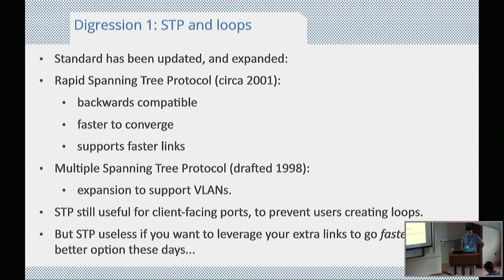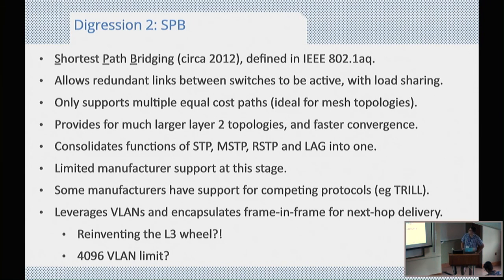There are various versions of this and extensions and add-ons to deal with improvements and trying to get it faster and working better. But generally, if you want to do this properly, you should use something like shortest path bridging. There are some limitations here as well, but it consolidates all of these functions of the various spanning tree protocols into one. It has limited manufacturer support. In fact, I think I can count on one hand the number of manufacturers supporting this at the moment. Some manufacturers support competing protocols like TRILL, so there are other things that try to do similar things, but SPB is the open one.